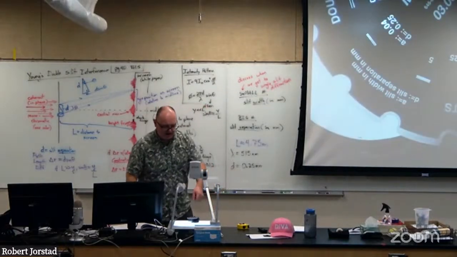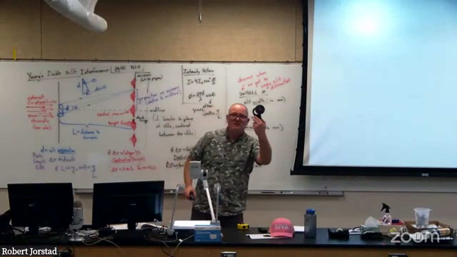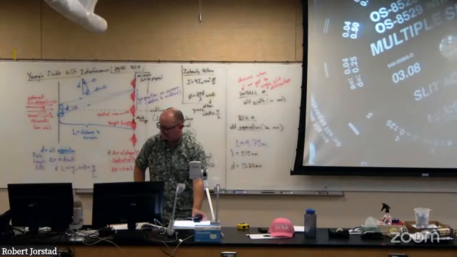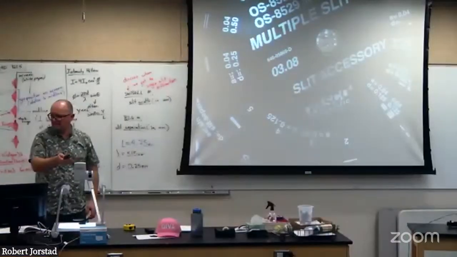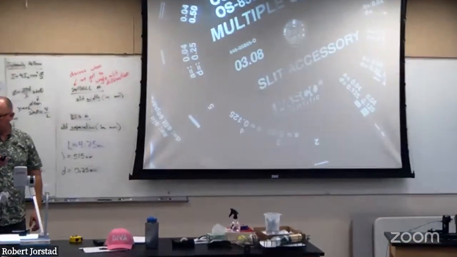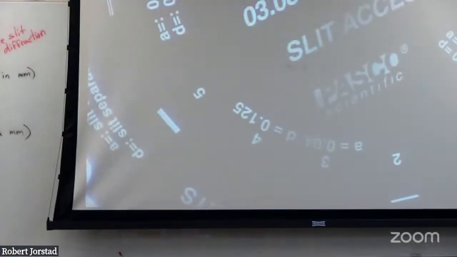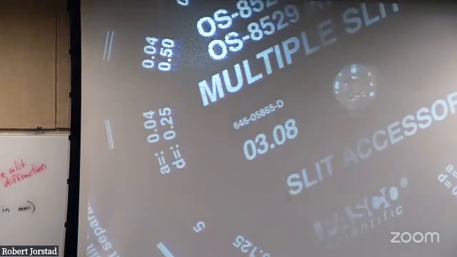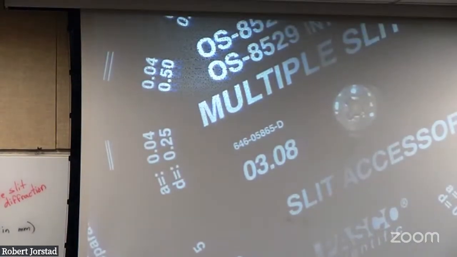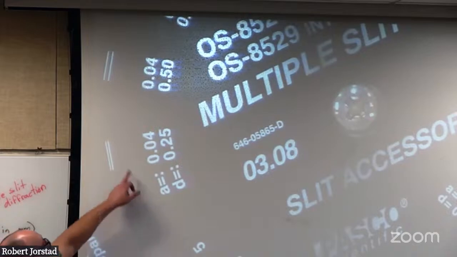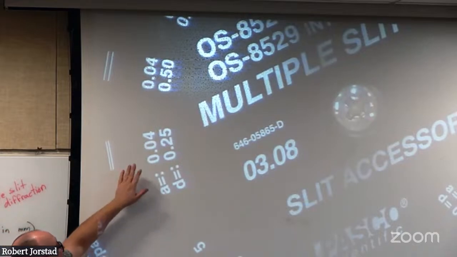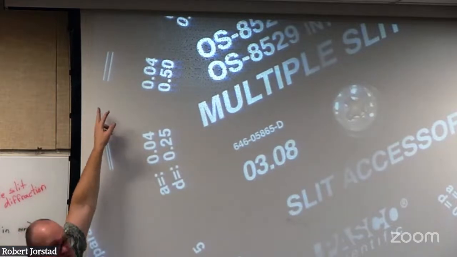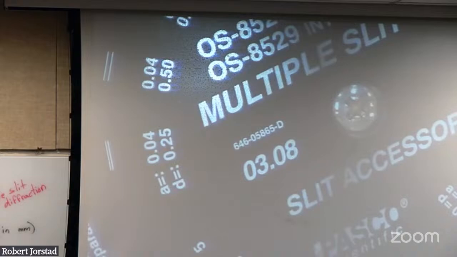So right here, I have another one of these slits, and I'm just going to zoom in on it so you can see what it looks like up close. Let's zoom in. Go up a little bit. Close enough. All right, and so what you can see here, it's basically a sheet of black plastic, and then they took a razor blade and cut these 2 slits out of it. And what do these numbers mean?